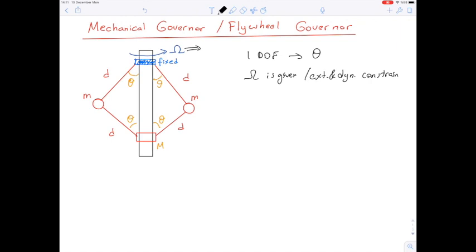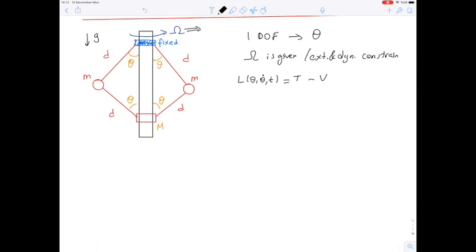So we are going to solve this problem with the Lagrangian technique. I'm going to write the Lagrangian in terms of theta dot, and T, which is the kinetic energy minus the potential energy. And by the way, there is of course gravity acting on the system. And obviously, the most important part is calculating the kinetic energy. So I'm going to solve it with three different approaches. So let's look at them all one by one.